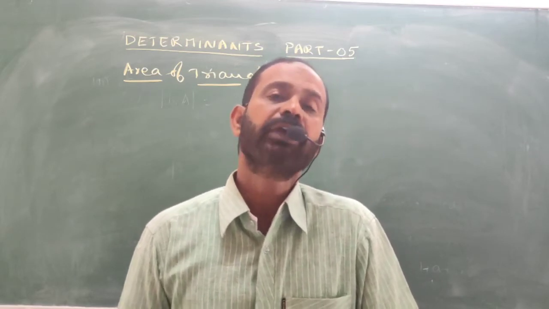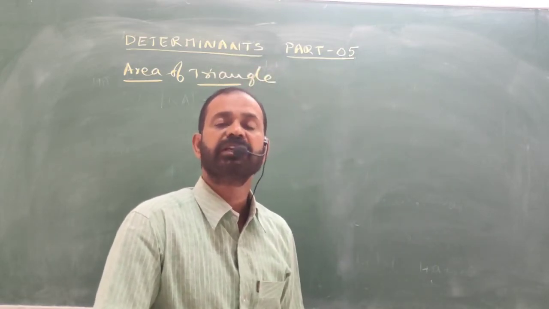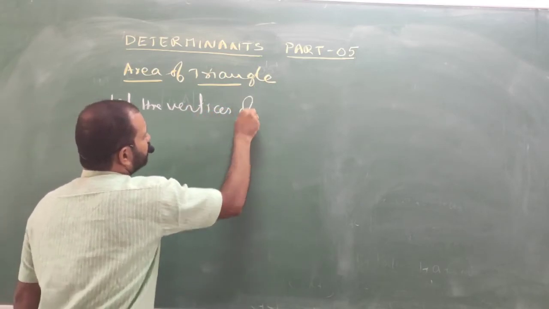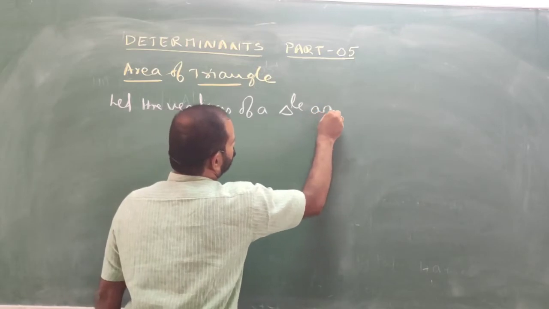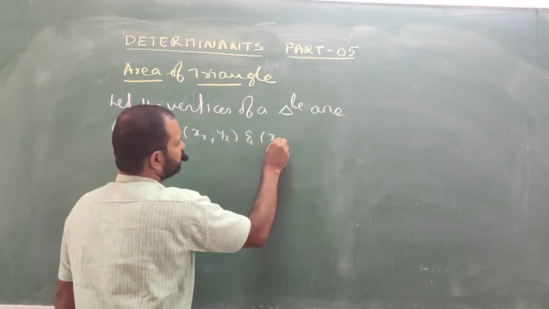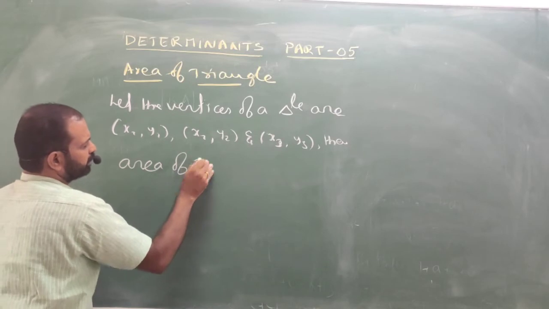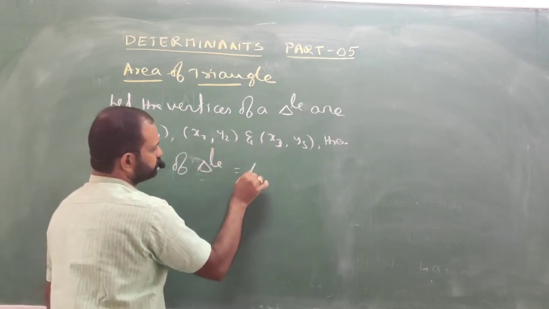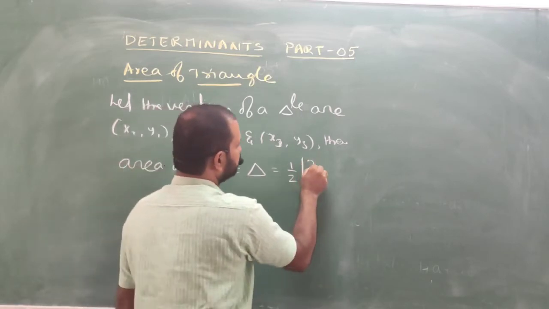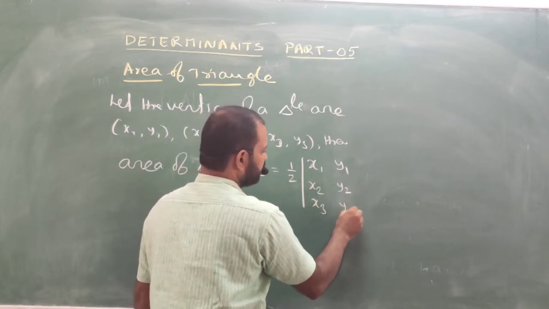Now the same formula we write in terms of the determinant. So let me see how to find the area of triangle by using determinants. Let the vertices of a triangle are x1 y1, x2 y2 and x3 y3. Then area of triangle, we can denote by delta, is equal to half det x1 y1, write vertically x1 y1, x2 y2, x3 y3.